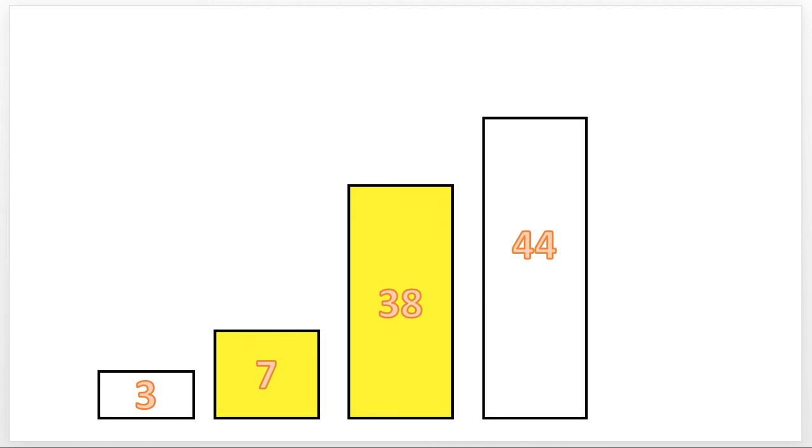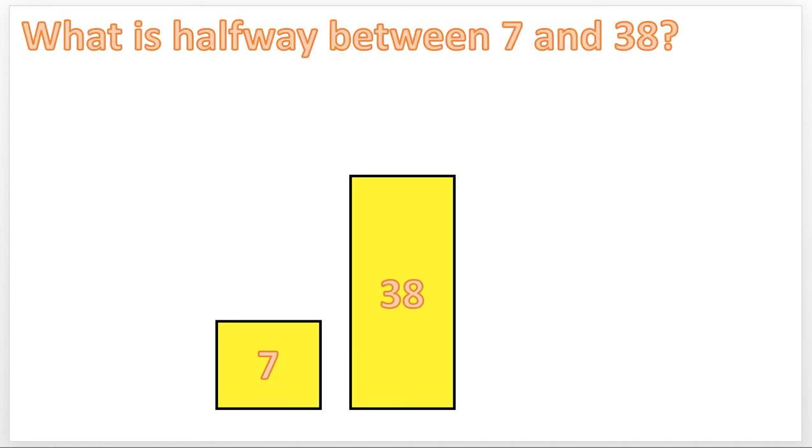So here, let's say this is the number of goals I've scored in my first 4 seasons for Real Madrid: 3, 7, then 38, then 44, and you're asked to find the median. Well, to find the median, you order them from least to greatest. You take away numbers from either end until you're left with either 1 or 2 in the middle. Since it's an even number, there'll be 2 left in the middle. And to find the median, we'd have to find what's halfway between 7 and 38.